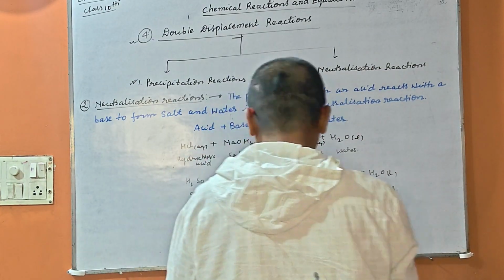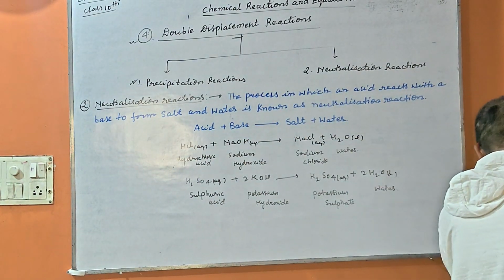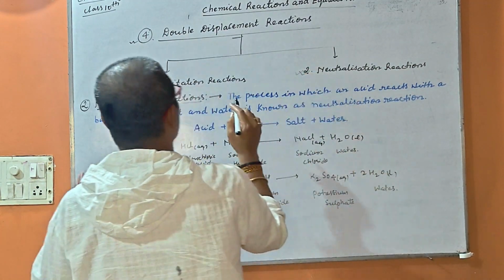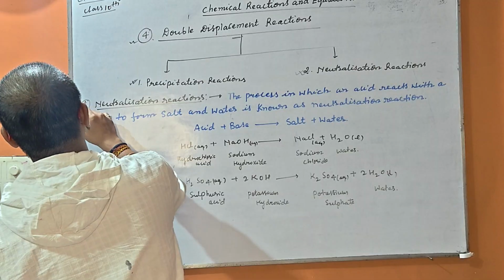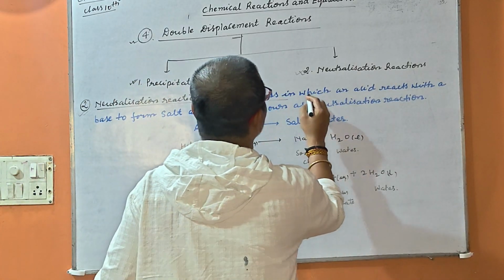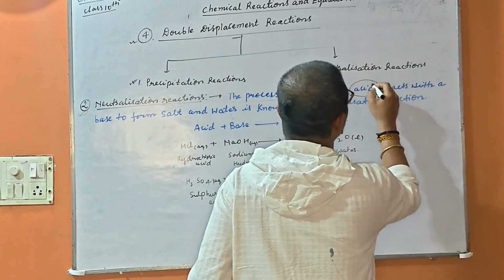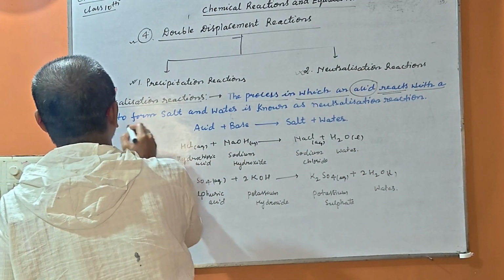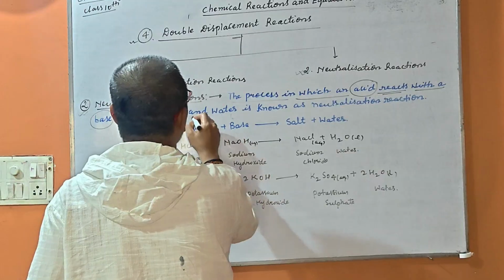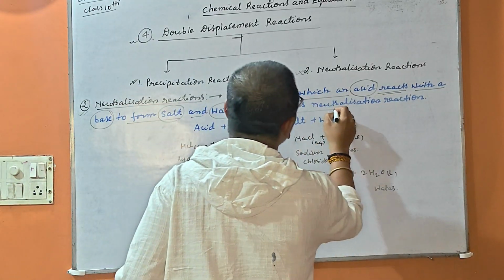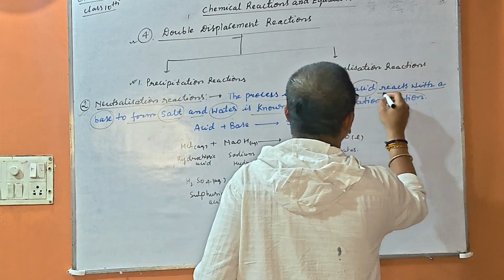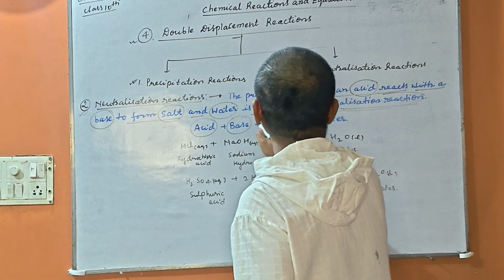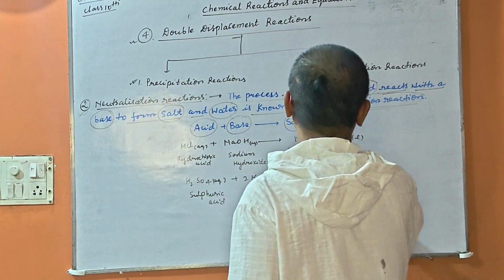So my dear students, let us understand these things in a very simple and easy manner. The neutralization reaction is the second type of double displacement reaction. The process in which an acid reacts with a base to form salt and water is known as neutralization reaction. Acid plus base gives you the salt plus water.